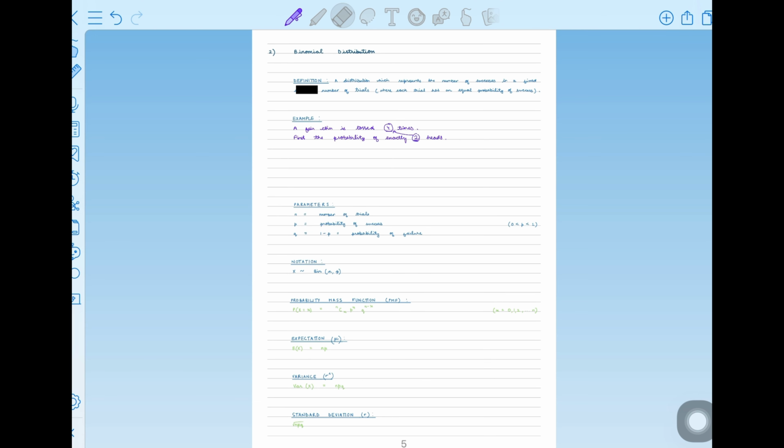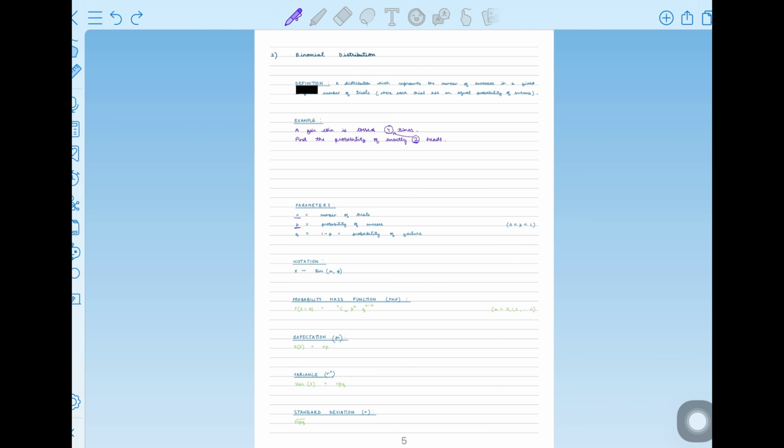The parameters are n, the number of trials, p, the probability of success, and q, the probability of failure. To find the probability mass function, we take the number of combinations of choosing x successes out of n trials, multiplied by the probability of success raised to the number of successes, multiplied by the probability of failure raised to the remaining trials. The mean is n multiplied by p and the variance is n multiplied by p multiplied by q.